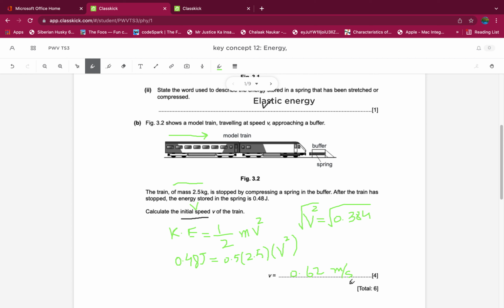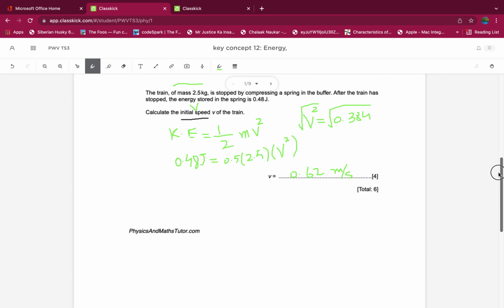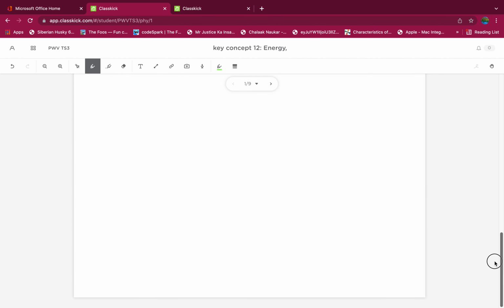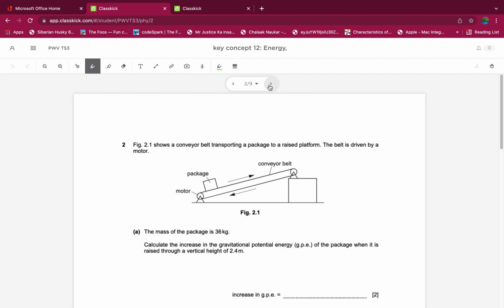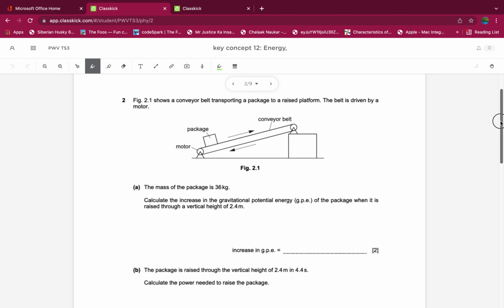Now we come to the second question. If you look here, the second question is on the second page. We'll go there now. Okay, this figure, question number 2, please read it first of all carefully. We have to find the gravitational potential energy.